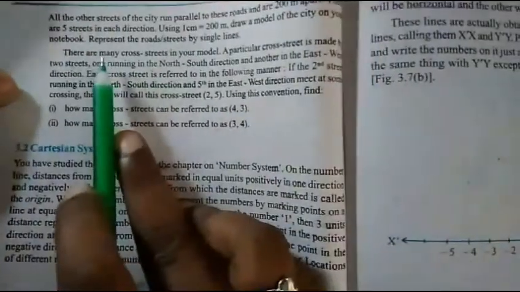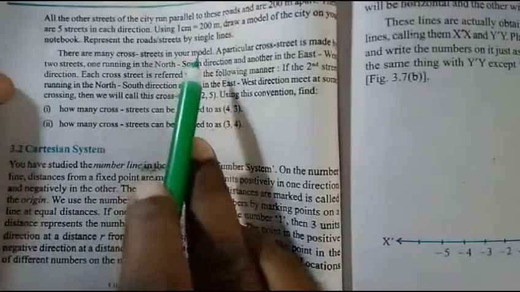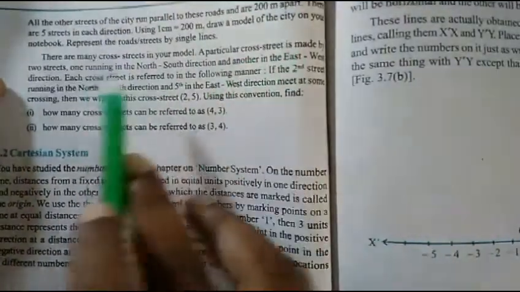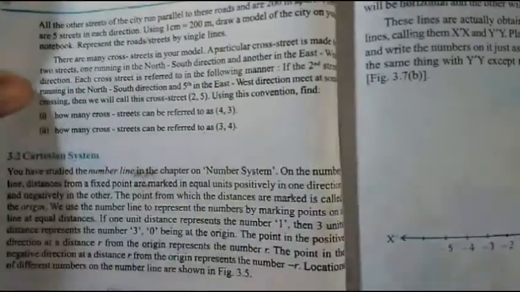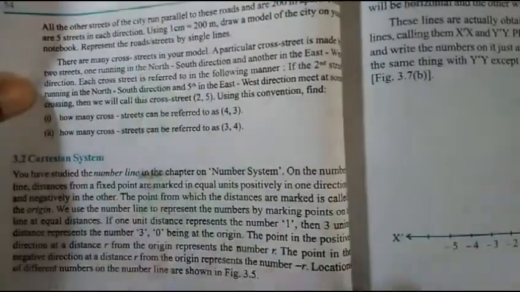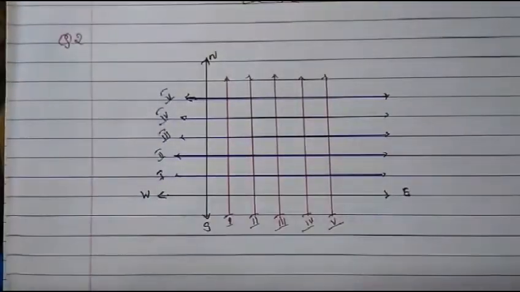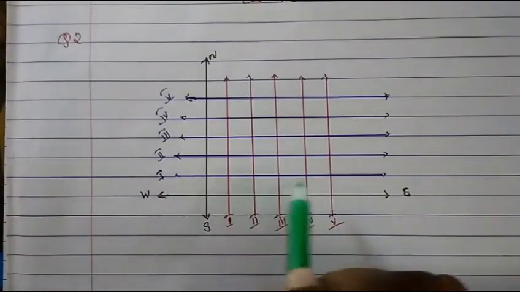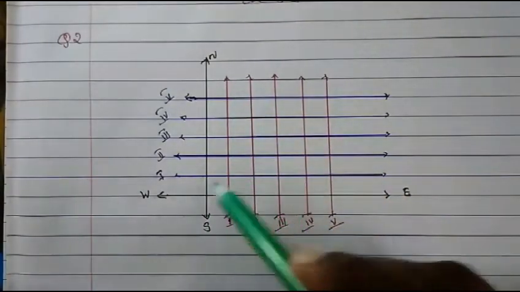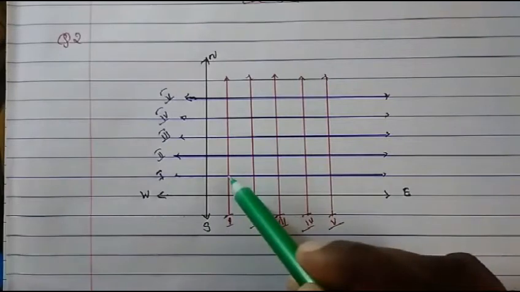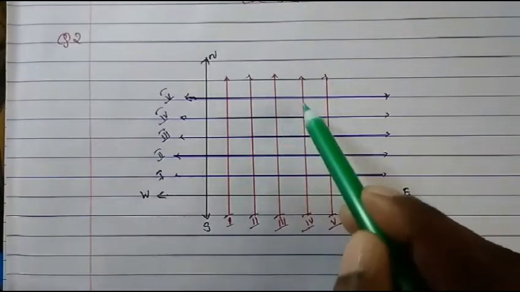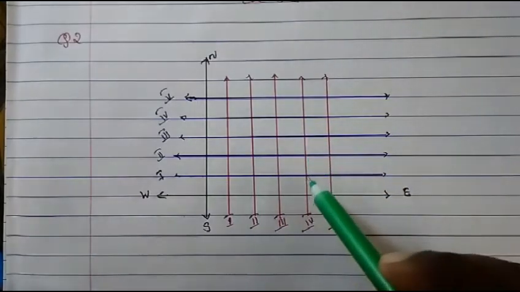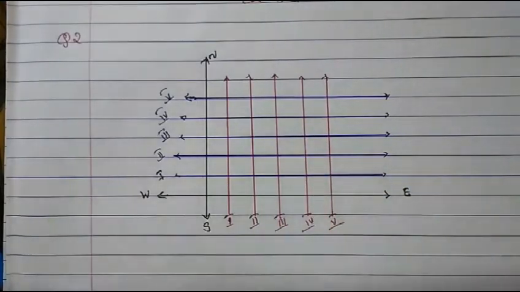So now there are many cross streets in your model. A particular cross street is made by 2 streets, one running in the north-south direction and another in the east-west direction. So you can see there are many cross streets in your model. These all are crossing, the blue color street and the red color line. All these points where the blue color line and the red color line cross each other are called cross streets.